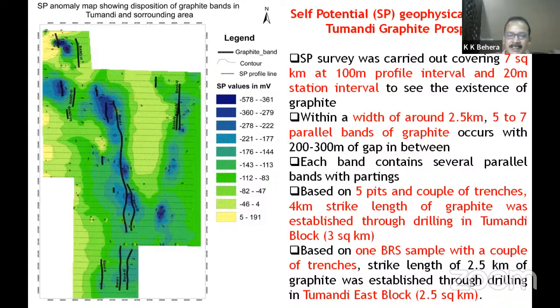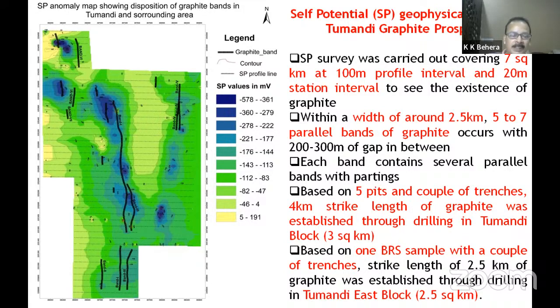So the interesting thing is that in the Tumandi graphite, the resource has been established based on 5 occurrences, 5 pits and a couple of trenches. We have established the strike length of the graphite up to 4 kilometer. Similarly, in Tumandi East Graphite Project, based on only one BRS sample, with systematic planning of boreholes, we have established the strike length up to 2.5 kilometer with a couple of trenches, because the area is entirely soil covered.